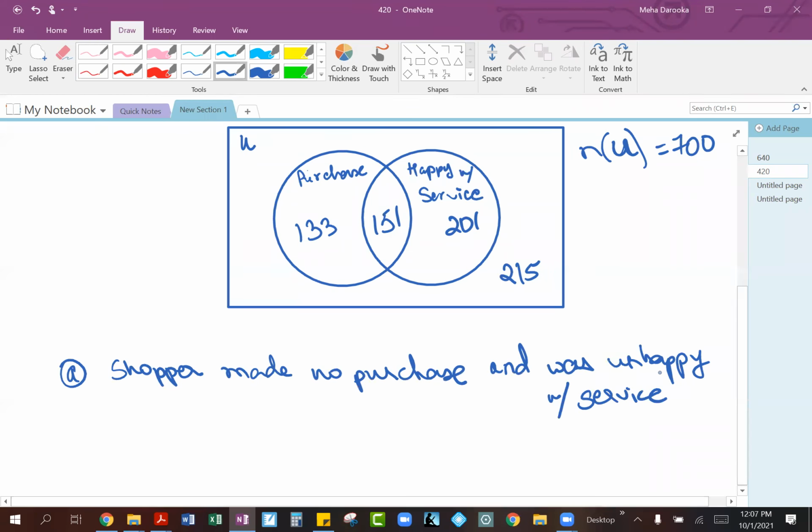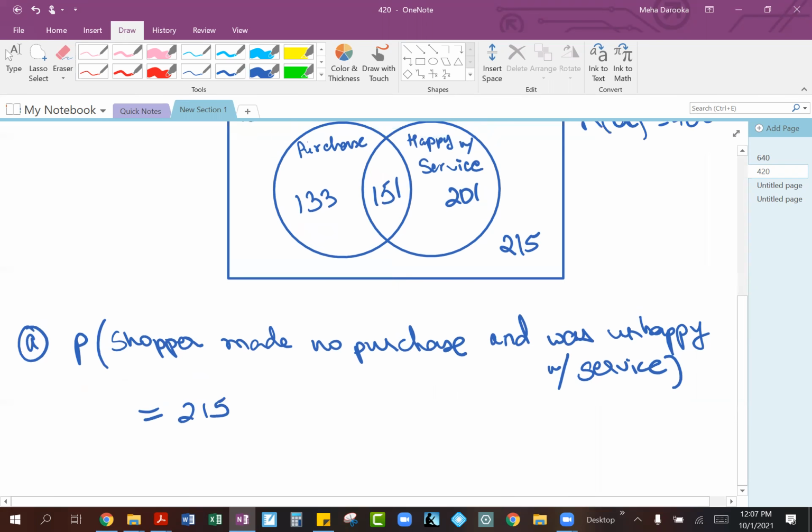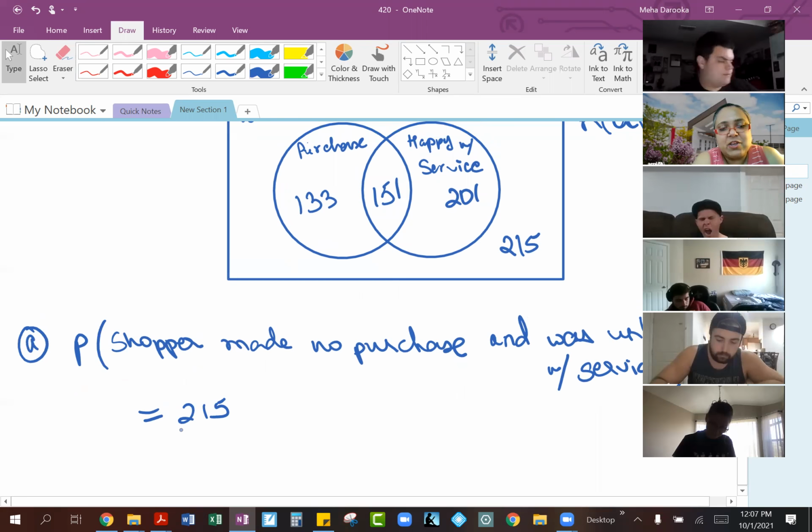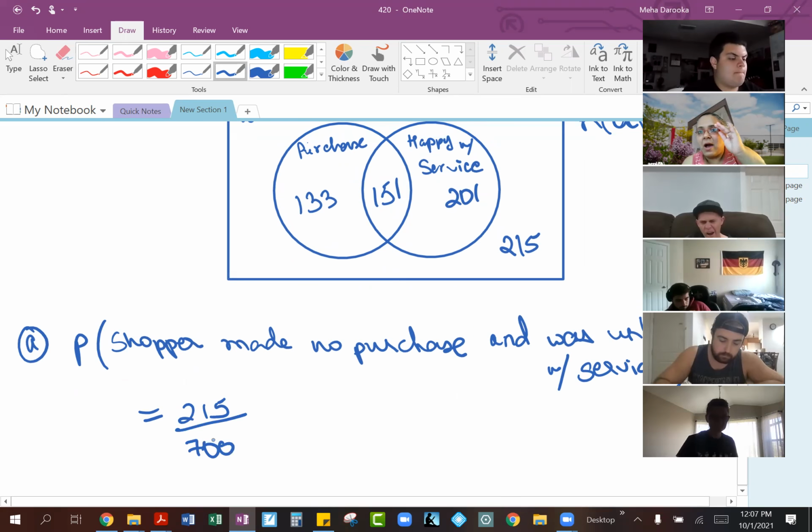That would be the 215. Very good, because that's the person which does not fall into any of the circles. So this is actually the probability we're talking about. So what do we do to calculate this probability? Divide the 215 by 700. Yeah, same thing, guys. You always take your grand total for the denominator, right? So we have a total of 700 shoppers who were surveyed. So that's the number you are dividing by.